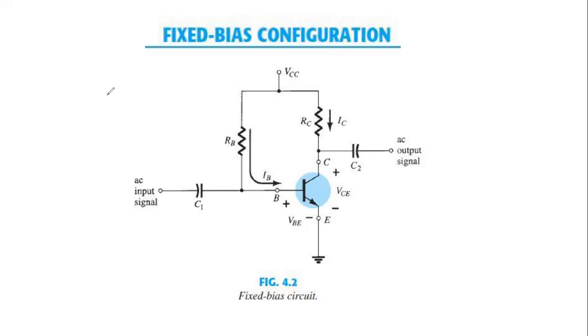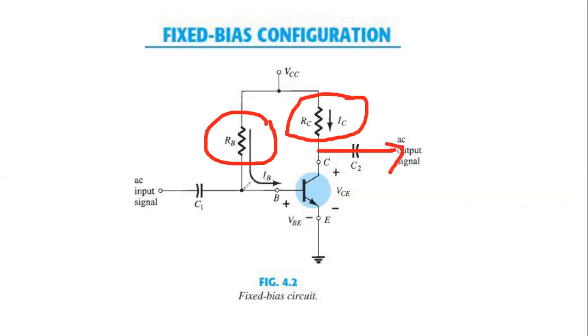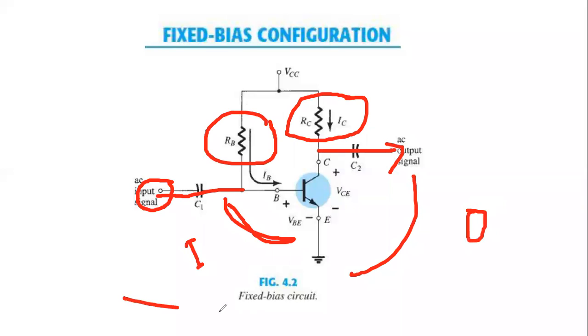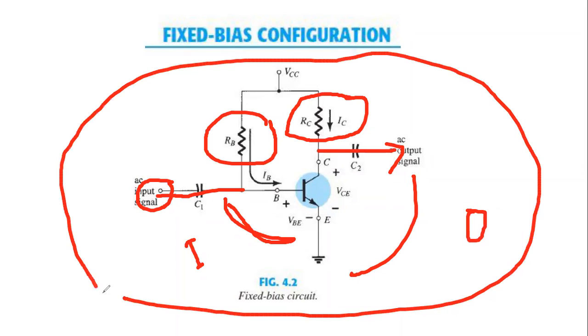So here you can see the base, emitter, and collector connected in between. RB is the base resistor, RC is the collector resistor. From the collector we get the output, and from the base we give the input. So easily you can say that base to emitter is the input, and collector to emitter is the output. So we can easily say that this is a kind of common emitter configuration.